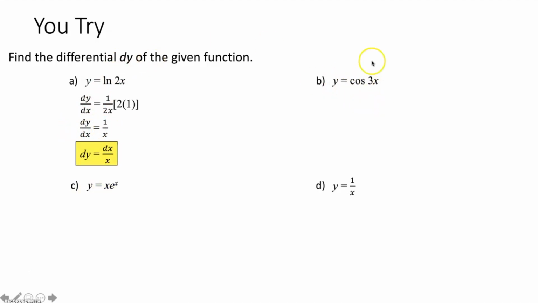Here, doing the same thing. So I need to take the derivative of this function. Derivative of y with respect to x is dy dx. When I take the derivative of cosine of 3x, again, I have a function within a function. So it requires the chain rule.